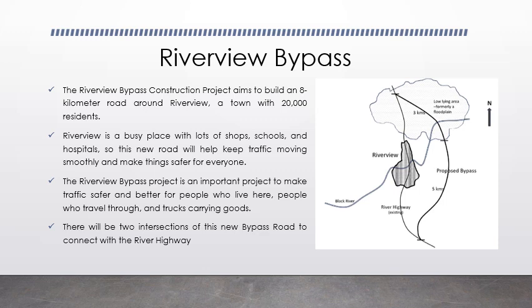By diverting through traffic away from the town center, we can reduce congestion, decrease travel times, and improve overall safety for pedestrians and drivers alike. To ensure effective connectivity, there will be two intersections where the new bypass road will connect with the river highway. These intersections are strategically planned to facilitate easy access to and from the bypass, further enhancing traffic flow and accessibility.